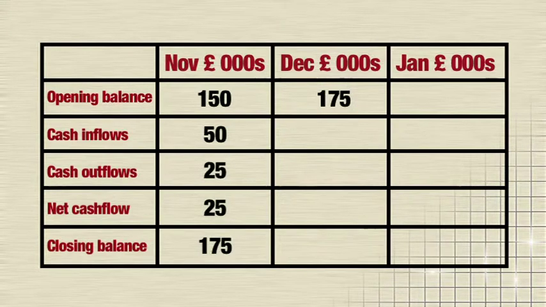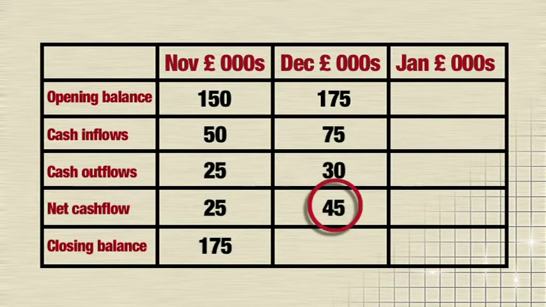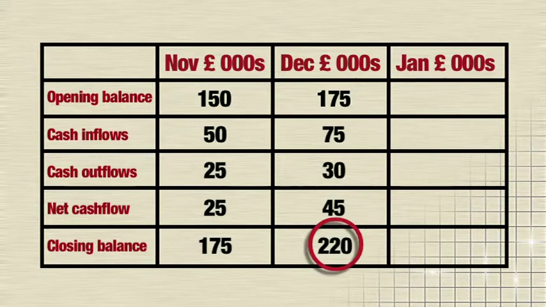Let's put in December's figures. The opening balance is £175,000. This time the inflows are £75,000 and the outflows are £30,000. So this gives us a net cash flow of £45,000. If we add that to the opening balance, we get £220,000 for the December closing balance.